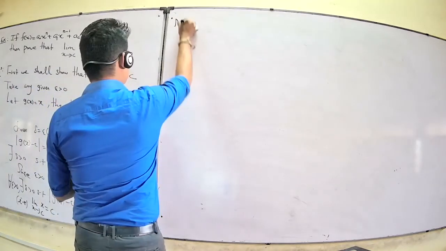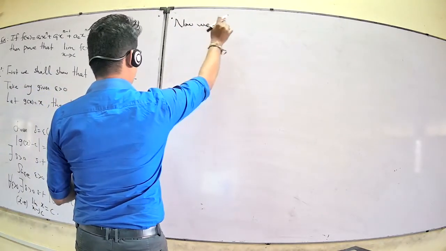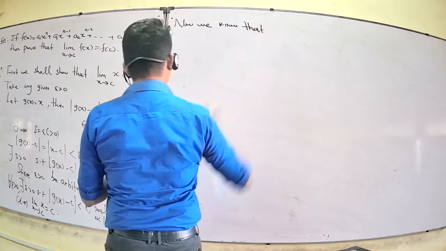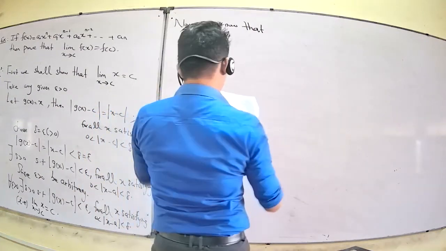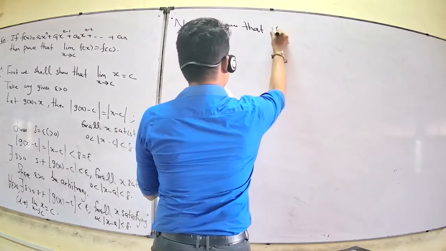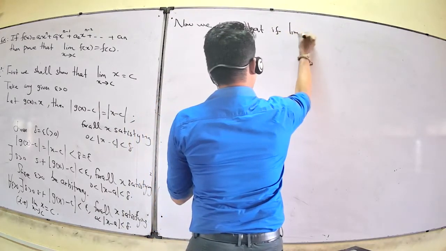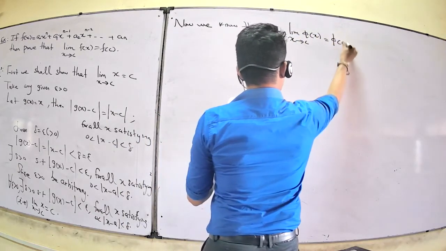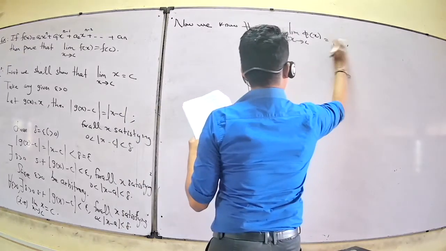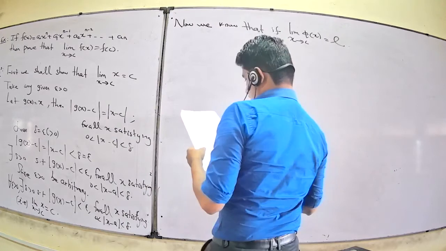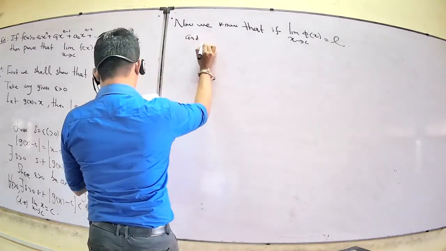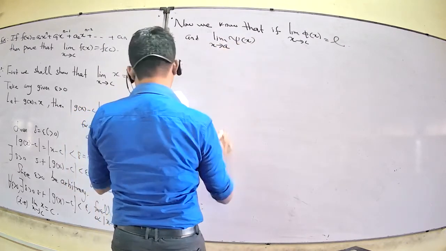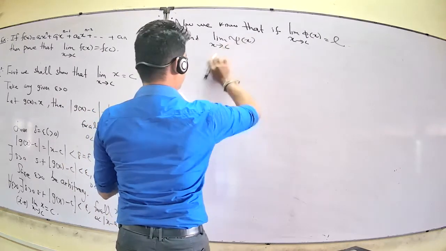Now we already know this result. We know that, because we want to use this result, we want to recall it now. We know that if the limit of phi of x, as x tends to c, you get phi of c, you put this value as L. And the limit of psi of x, x tends to c, here also c, it is your M.